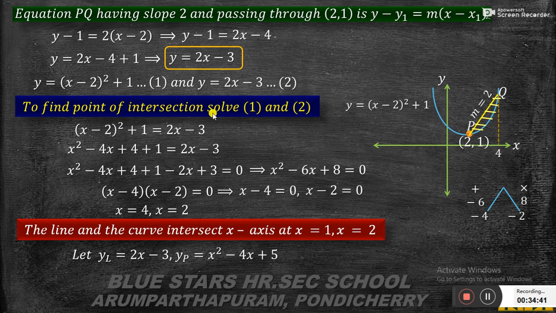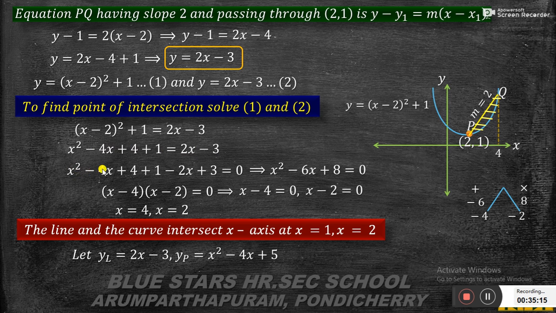To find the point of intersection, solve 1 and 2. The left-hand sides are equal, so we equate the right-hand sides: (x minus 2) whole squared plus 1 equals 2x minus 3. Expanding with (a minus b) squared equals a squared minus 2ab plus b squared, we get x squared minus 4x plus 4, plus 1, equals 2x minus 3.